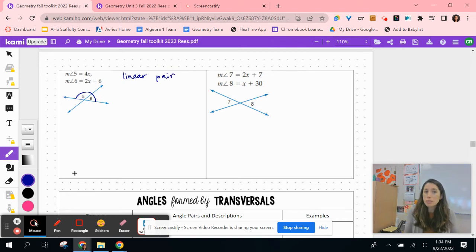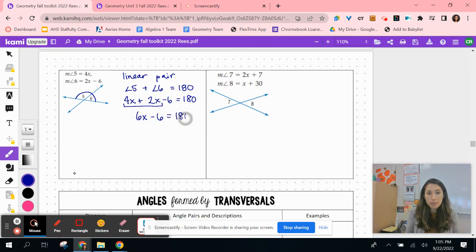But this time, instead of being specifically numeric, we have an equation that we're solving for. So angle 5 plus angle 6, we know adds up to 180. Well, angle 5 is 4x. Angle 6 is 2x minus 6, and then we'll set it equal to 180. So we're going to go ahead and combine like terms, because remember, it's on the same side of the equation. 4x and 2x, those are like terms. When they are added together or combined, we get 6x minus 6 equals 180. And then we're just solving for x from here.